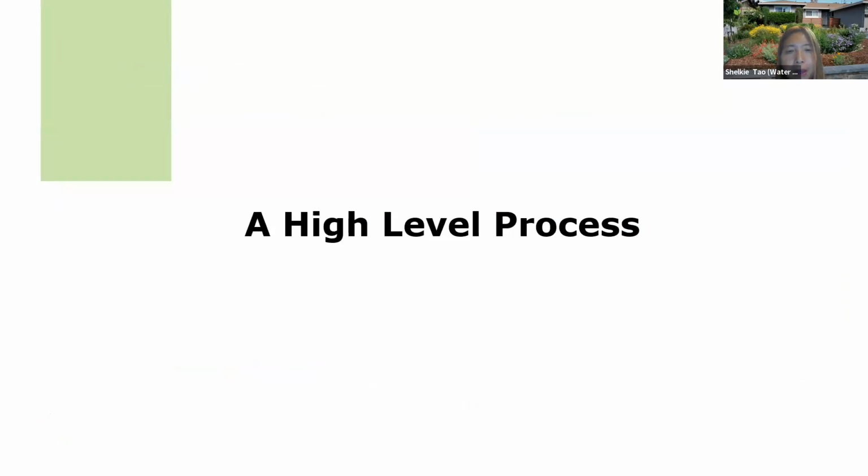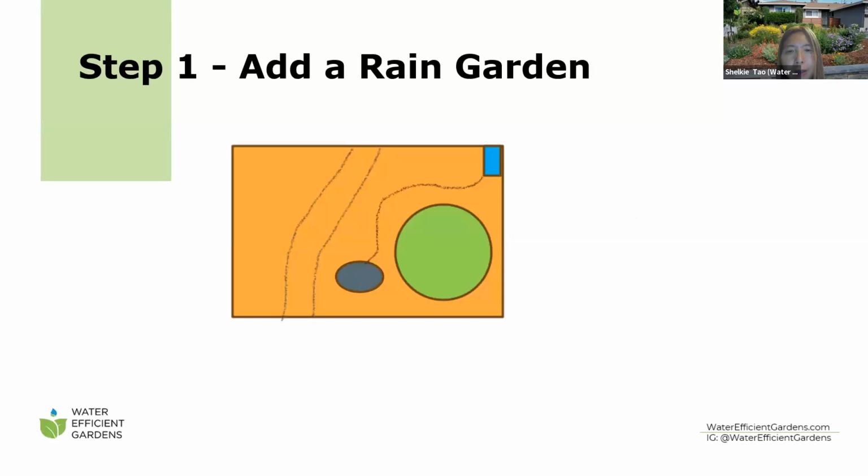So that's a very high level process. We just have what we call a base map, and then we can start to design, first the rain garden. From the downspout, I will put a rain garden here in the front, and then put a small dry creek to connect with the downspout.